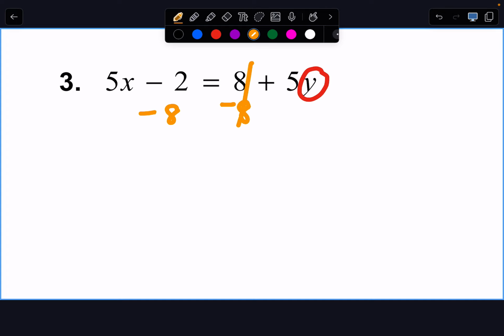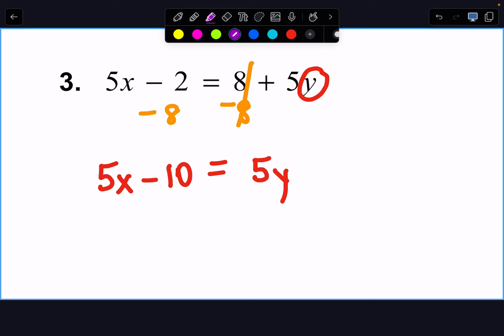Okay? So on the right side, we still have 5y. Ooh, what do we have on the left? Minus 2 minus 8. Okay, and what is minus 2 minus 8? Okay, 5x minus 10. Okay, is y by itself? No. Y is still not by itself. Okay, the 5 is tied to the y by multiplication. So I heard a suggestion of dividing by 5.